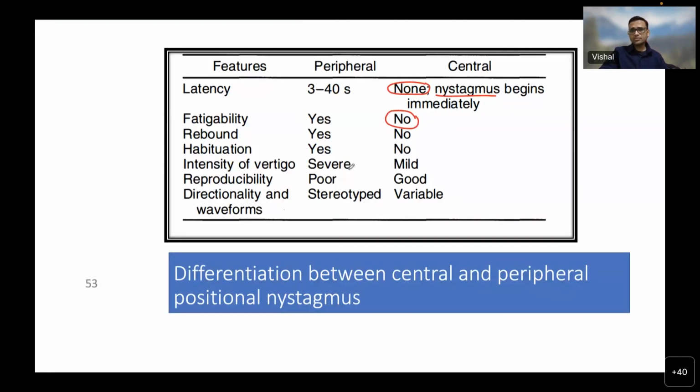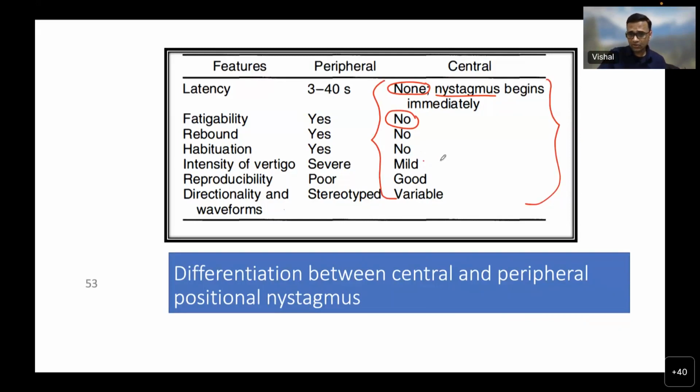So, for example, even if the position is maintained in that particular position, Dix-Hallpike, it was not fatigable. But you have to remember one thing: all the central signs may not be seen in a particular case. One particular red flag might be there.